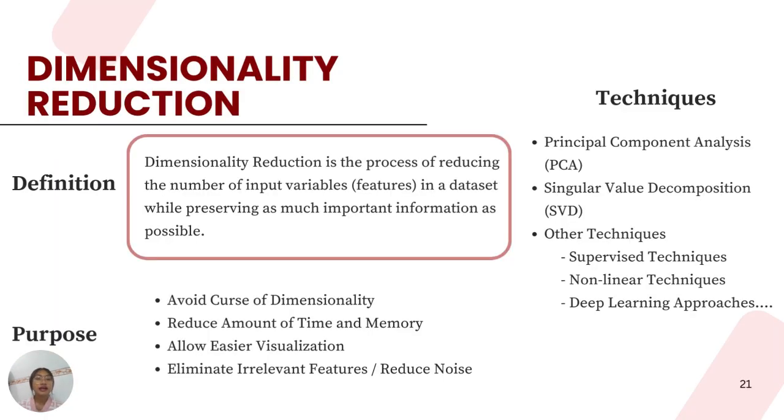Next, let's move to dimensionality reduction. It's the process of reducing the number of input variables in the dataset while preserving as much important information as possible. In other words, instead of working with hundreds or thousands of features, we transform the data into a smaller feature space that still captures the essence of the original dataset. The purposes: first, avoid the curse of dimensionality, reduce the amount of time and memory, allow easier visualization, eliminate irrelevant features, and reduce noise.